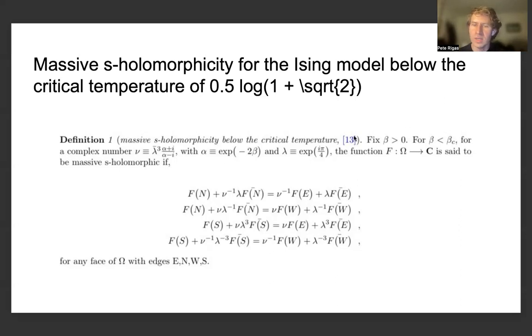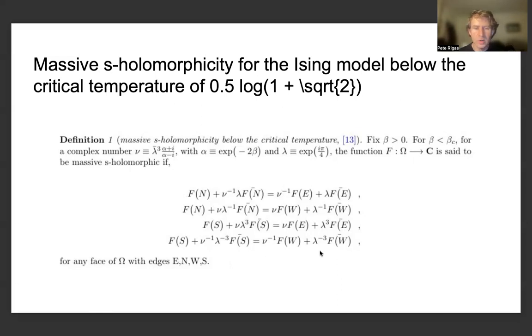So what we need to do is fix some inverse temperature of the Ising model, which is strictly positive, and for some inverse temperature that's strictly less than the critical temperature, we can introduce some complex parameter nu, which is given by the complex conjugate of lambda cubed multiplied by alpha plus i over alpha minus i, with alpha being the exponential of minus 2 times the inverse temperature, and lambda being the exponential of i pi over 4. We say that a function big F, defined over some finite subregion of the square lattice into the complex numbers, is said to be massive S holomorphic if it satisfies these 4 equations for any face of the square lattice which has edges east, north, south, and west.